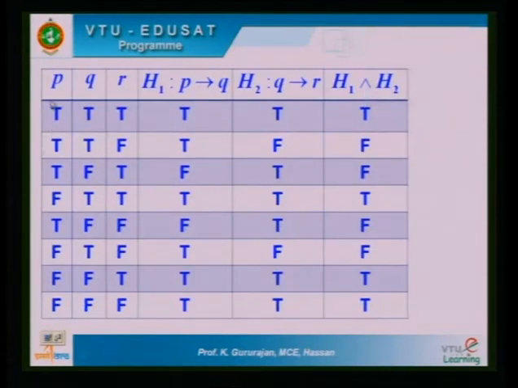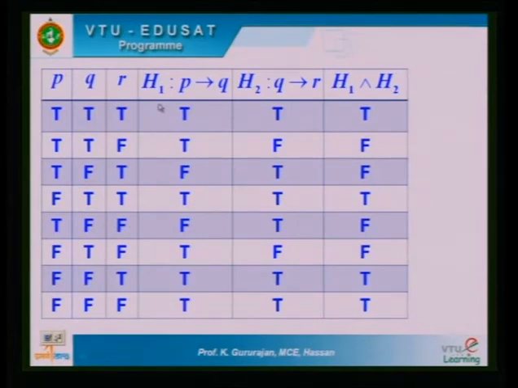Now, because three variables are involved, P, Q, R, three propositions, if you try to construct the truth table of this, it will contain 8 rows, considering all options: all the propositions are true, or two are true and the other one is false, or only one is true and the other two statements are false, or maybe all the statements are false. That is the last row.